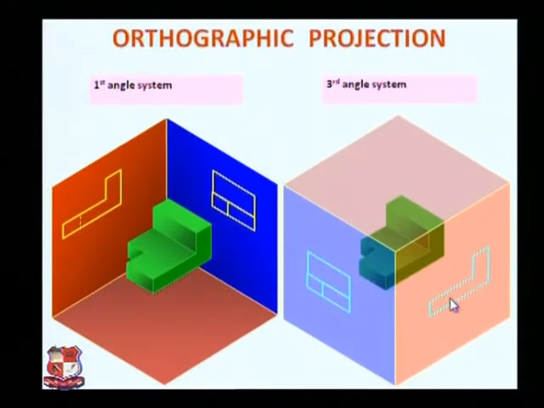Now you can see here, this is the dotted line which represents this corner. If you look from here, this corner will not be visible, hence it is represented by a dotted line as shown over here.